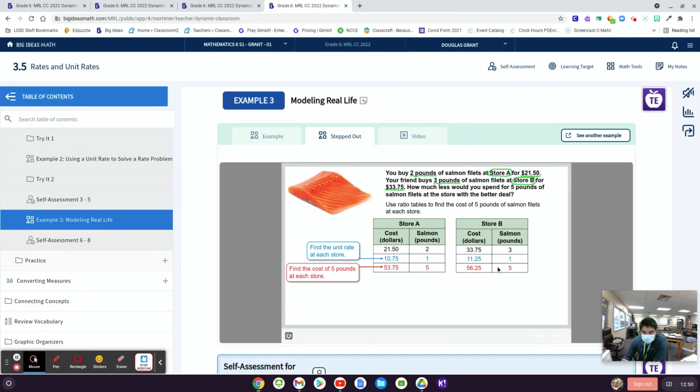$56.25 for 5 pounds. And we want to see how much we save when we buy 5 pounds at each store. So we subtract the two numbers, and we find that we save $2.50, or it's $2.50 less for 5 pounds of salmon fillets at store A versus store B.